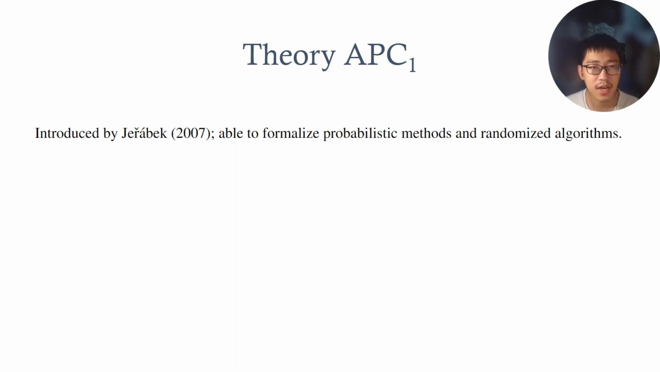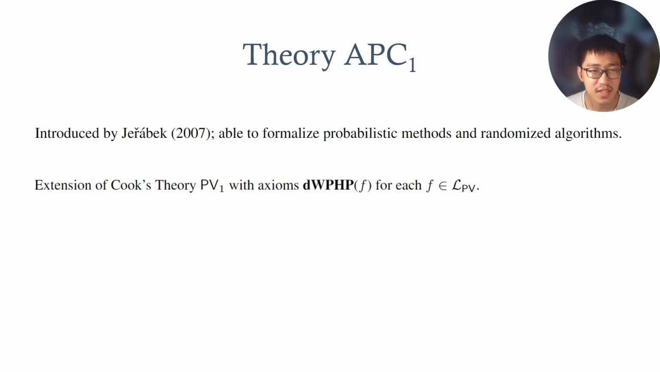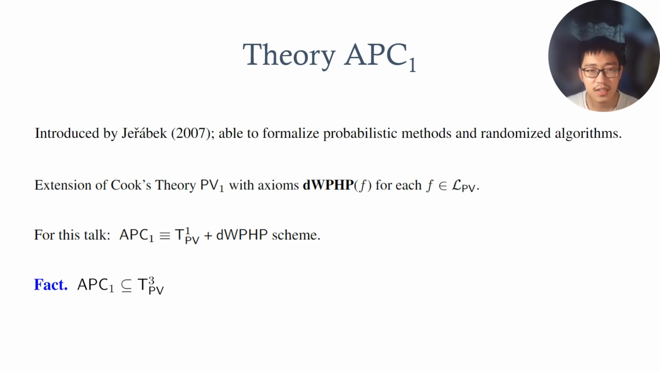For example, the theory APC1 introduced by Warwick, which is used to formalize probabilistic methods and randomized algorithms, is defined as follows. It extends Cook's theory PV1 by the axiom of the Warwick pigeonhole principle of f for every PV function f. The Warwick pigeonhole principle is just defined as above. And in this talk, for simplicity, we can regard APC1 as T1PV plus a Warwick pigeonhole principle scheme. Since the Warwick pigeonhole principle is provable in T3PV, we know that APC1 is a subtheory of T3PV.